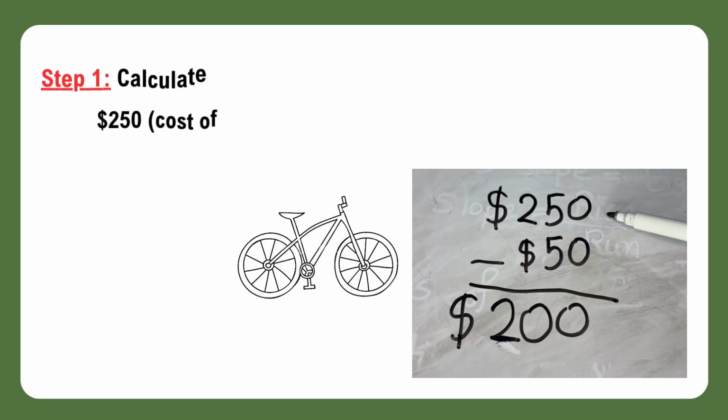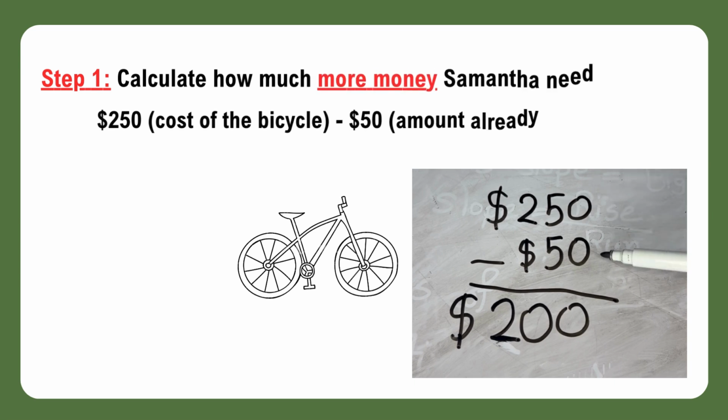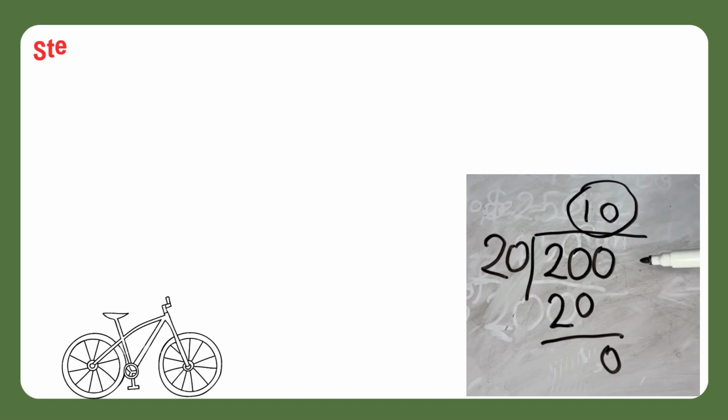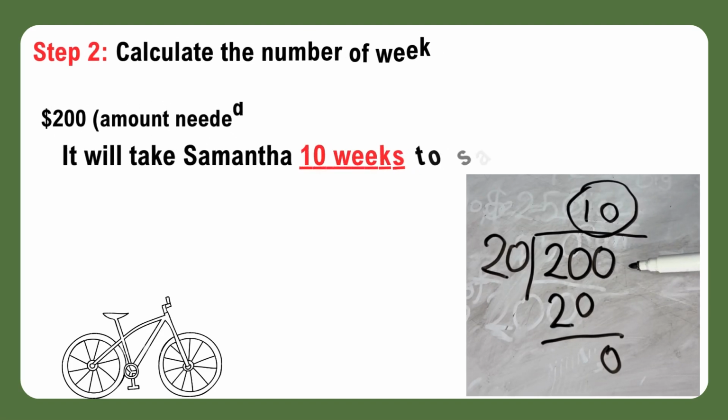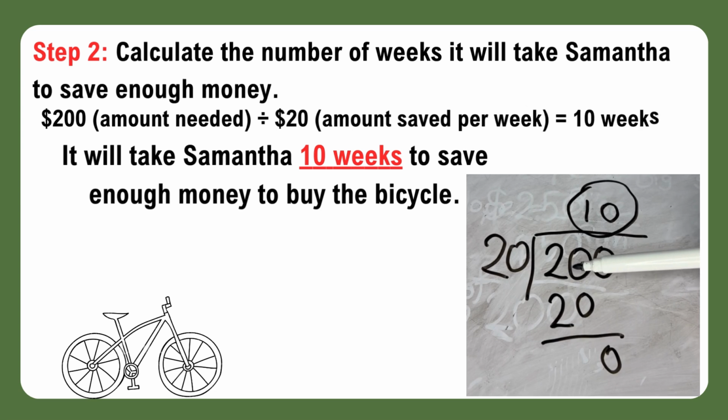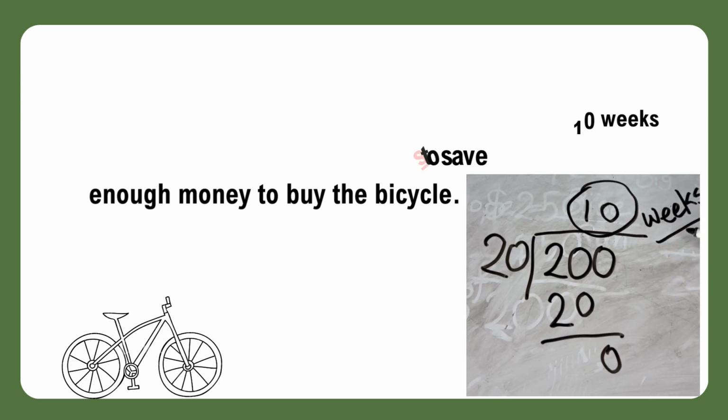So guys, $250 is the cost of the bicycle, and $50 is the amount already saved. If we subtract, we get $200, which is what Samantha needs. So $200 is the amount needed, and $20 is the dollar amount saved per week. If I divide, that is 10 weeks to save enough money. Don't forget to write weeks here. All right, so it will take 10 weeks.